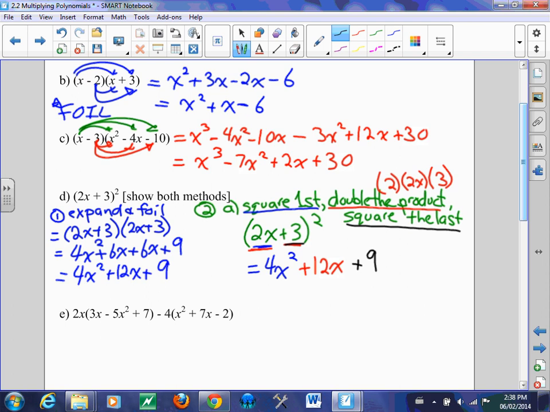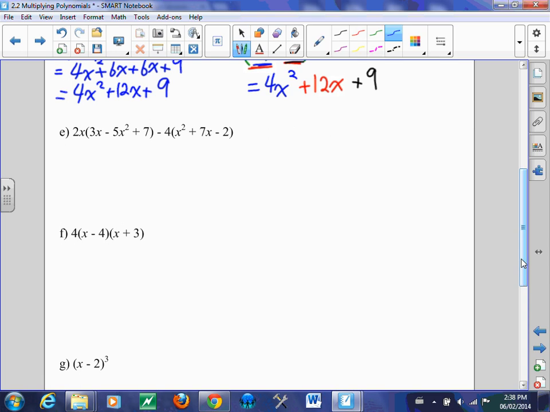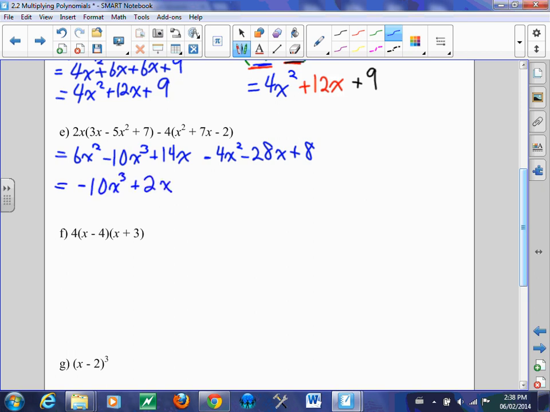Okay? All right. Let's try a couple more examples. All right, for E, ladies and gentlemen, use distributive law first. Okay, so we're going to have 6x squared minus 10x cubed plus 14x. Okay, simplifying the second bracket, negative 4x squared minus 28x plus 8. Okay, collect like terms, we should have negative 10x cubed plus 2x squared minus 14x plus 8. And notice, ladies and gentlemen, those are not like terms, so you can't do any further work.